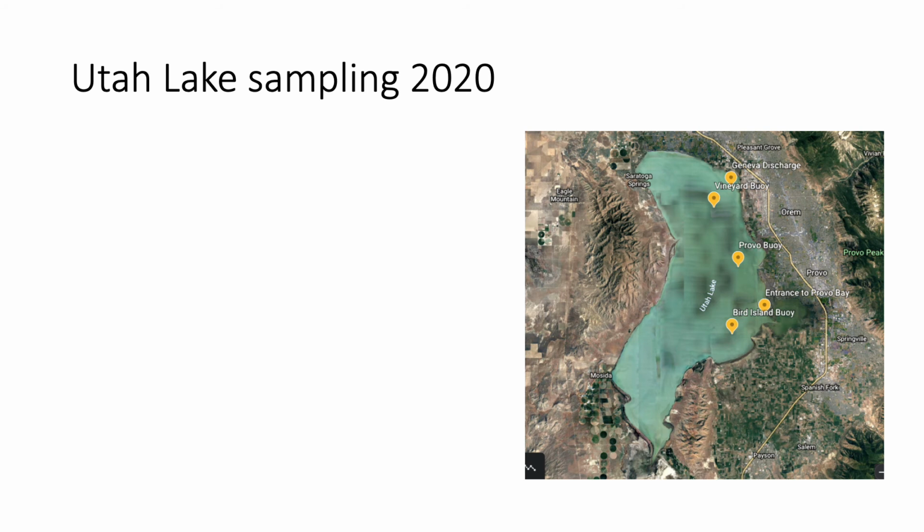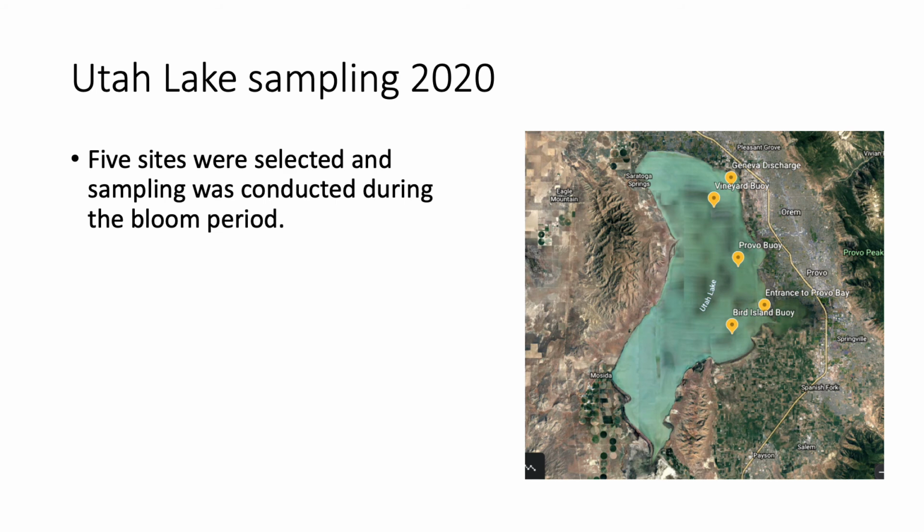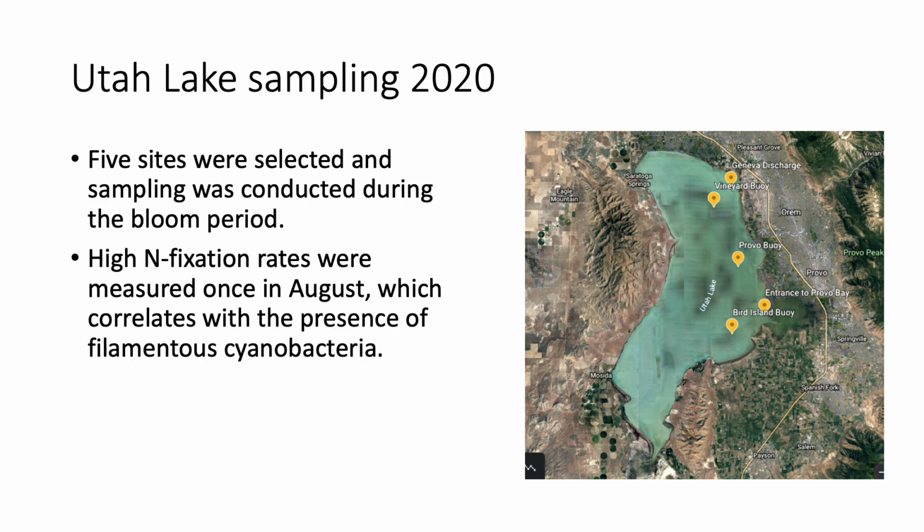And similarly, this year we also conducted some sampling with the help of Dr. Thoron Miller's group. We sampled 5 eastern sites, and this year we did not only do gene quantification, but we also did acetylene reduction to measure the nitrogen fixation rates. It was found that high nitrogen fixation rates were measured once in August, with the presence of filamentous cyanobacteria.